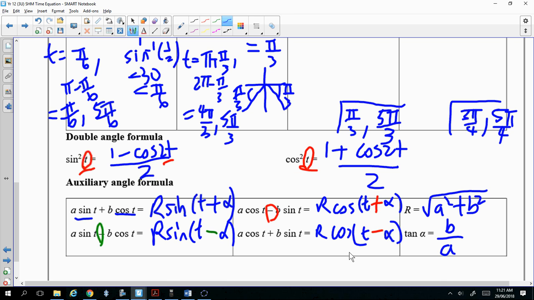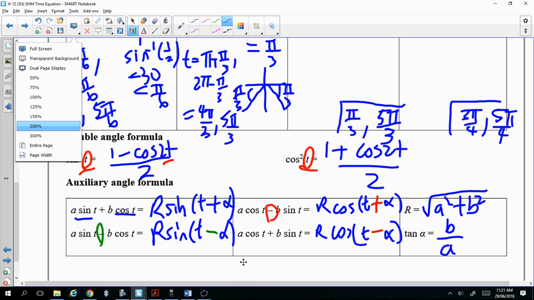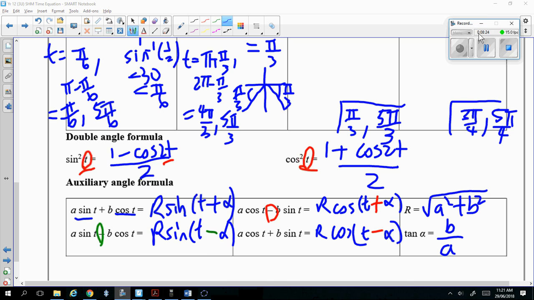So this is a quick review of basic trigonometry. Then we're going to learn about simple harmonic motion. Alright, let's move on. Simple harmonic motion.